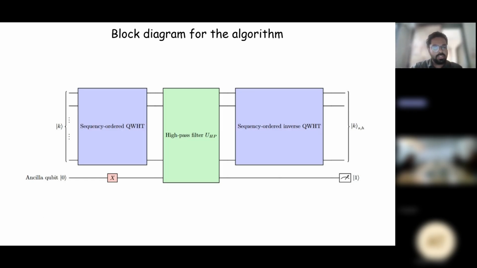So the first part, the purple one, is the sequency order QWHT, which is the Quantum Walsh-Hadamard Transform. I will explain these words coming ahead. There is a high pass filter box, and there is an inverse transform. So it's a similar thing to what we do in Fourier. We take an image, we take a Fourier transform, we do our processing, which in this case will be high pass filtering, and then we take an inverse Fourier transform, and we obtain the edges in an image. So this is a similar thing which we will do, but we will see why this particular transform is much more efficient than the Fourier one.